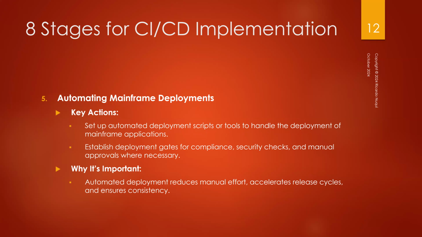Fifth, automating mainframe deployments. Key actions include set up automated deployment scripts or tools, for example, IBM UrbanCode Deploy, Jenkins, or custom REXX scripts to handle the deployment of mainframe applications to testing, staging, and production environments. Establish deployment gates for compliance, security checks, and manual approvals where necessary. Why is it important? Automated deployment reduces manual error, accelerates release cycles, and ensures consistency in how code is moved across environments.